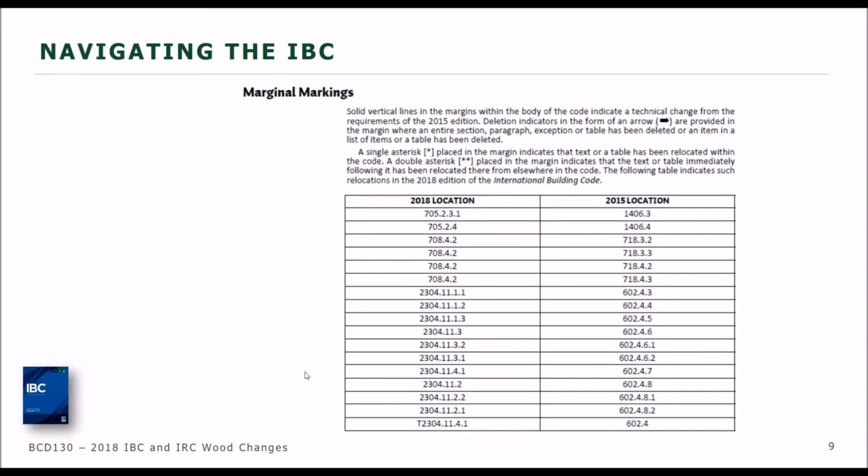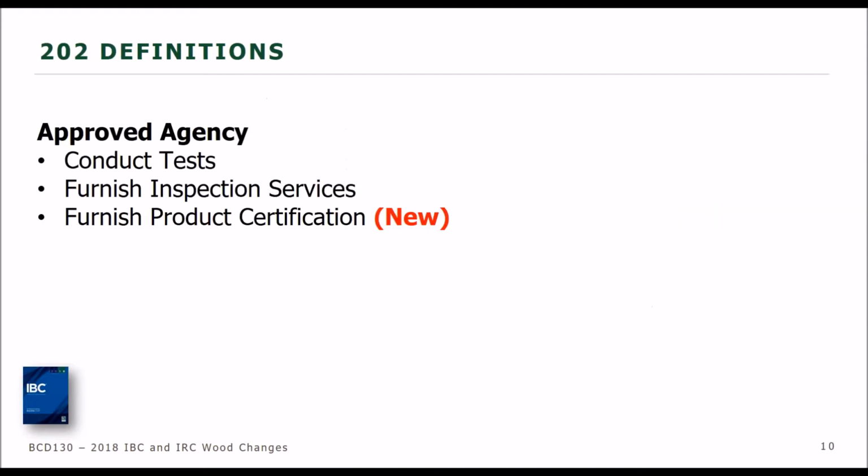And then a lot of the changes related to heavy timber construction that was in chapter 6 have moved to chapter 23. So it'll tell you exactly where it's been moved. Now, the first change that we're going to talk about is in chapter 2, which is the chapter on definitions, and it has to do with approved agencies.